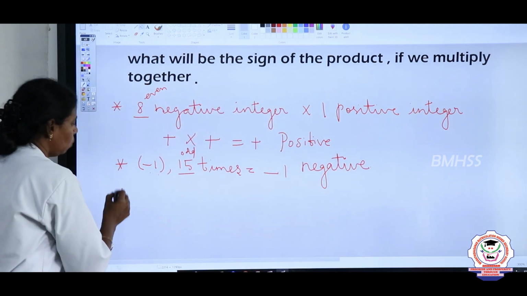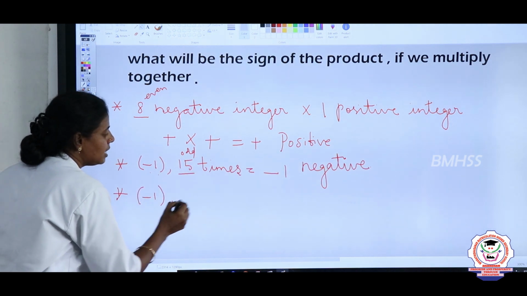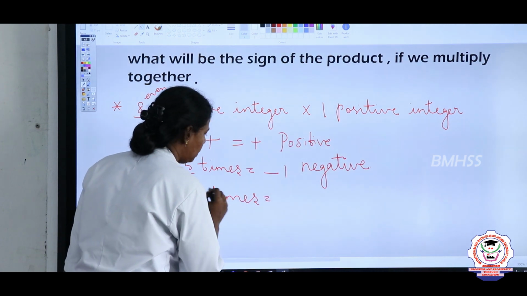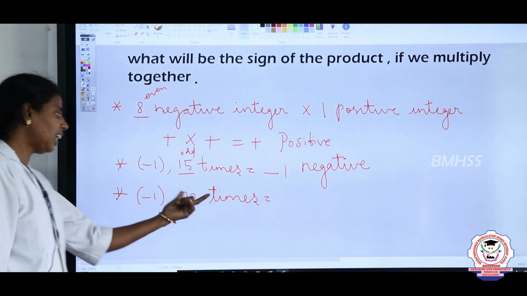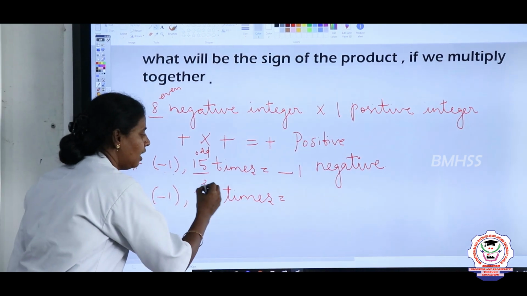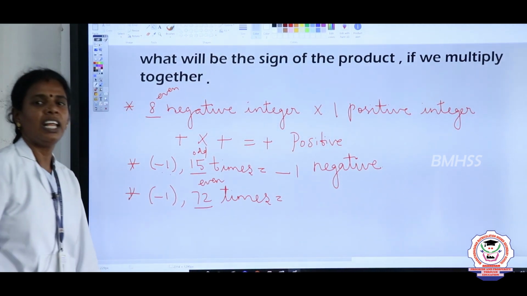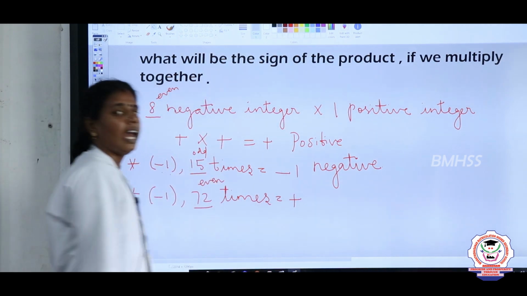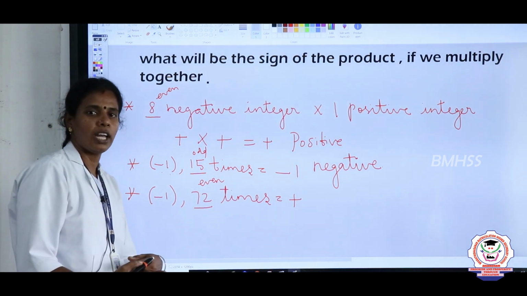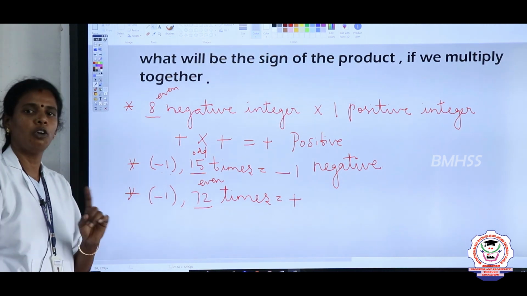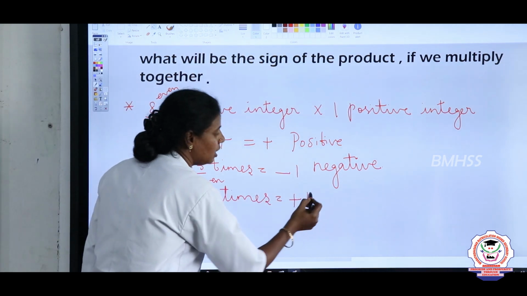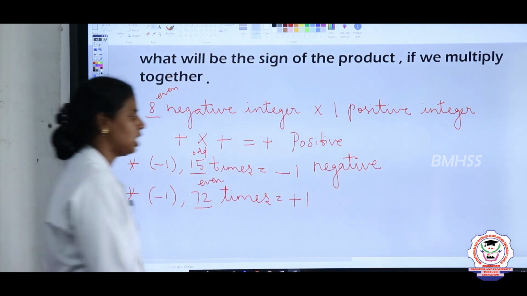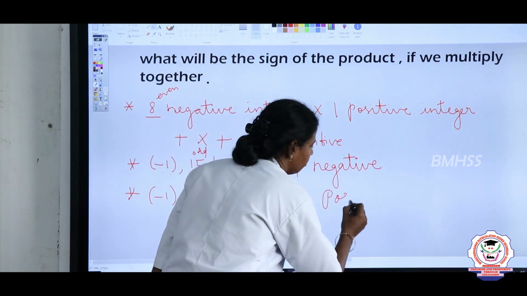Minus 1 into 72 times. In this case, we are not going to multiply minus 1 72 times. Directly we can write the answer, because 72 is an even number. So when the negative sign repeats an even number of times, the answer will be positive. And 1 also, you are going to multiply 72 times. So n number of times if you multiply 1, you will get 1. So our answer is 1. So whether plus 1 is a positive or a negative integer, it is a positive integer. So our answer is positive.